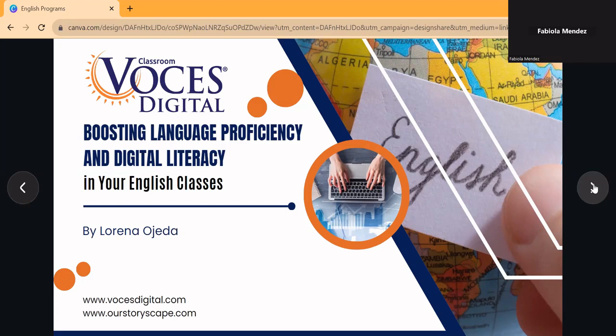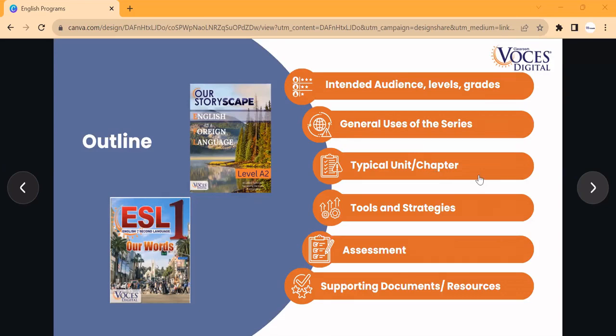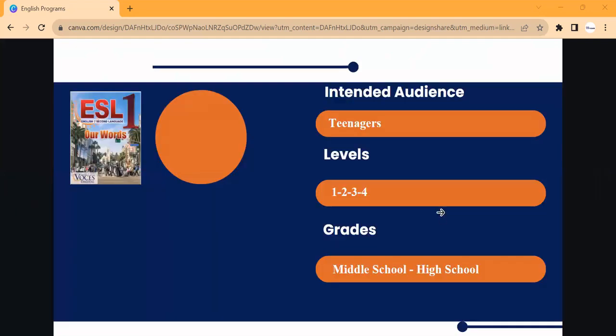Oh, there you go. So today we're going to talk about the intended audience for our levels and grades and the general uses of the different series. We're going to talk about typical unit and chapters, tools and strategies for each of them. We'll be basically focusing on differences in different learning settings. And the idea is to work together to discuss what might be the best fit for your students.